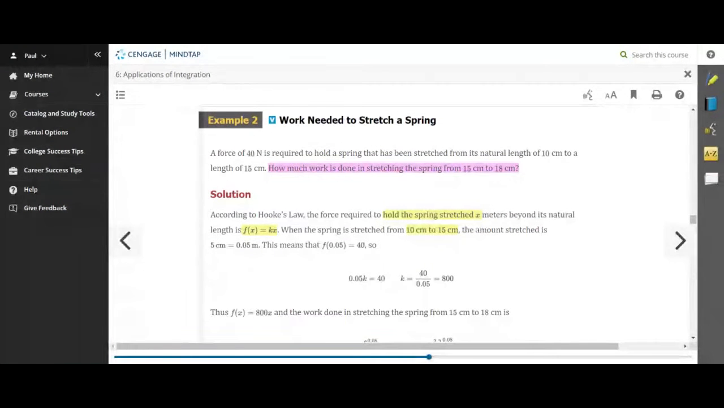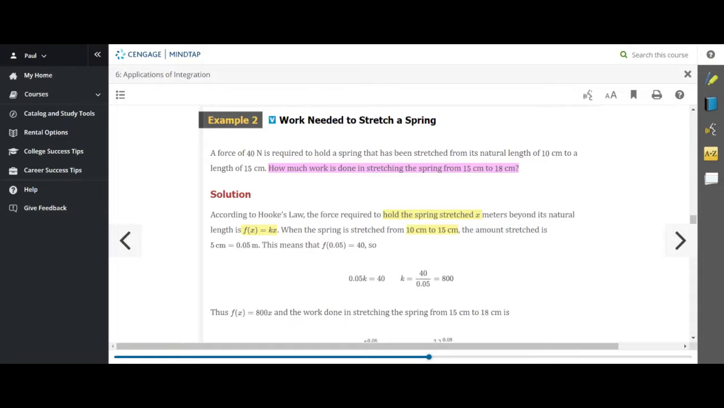So example 2 says a force of 40 newtons is required to hold a spring that has been stretched from its natural length of 10 centimeters to a length of 15 centimeters. How much work is done in stretching the spring from 15 centimeters to 18 centimeters? Okay, how much work is done? So according to Hooke's law, we'll look at the solution now.